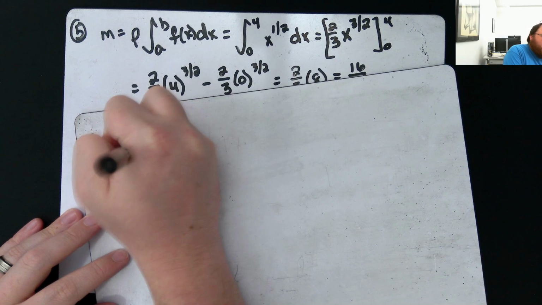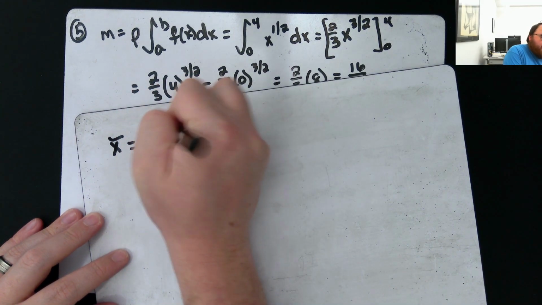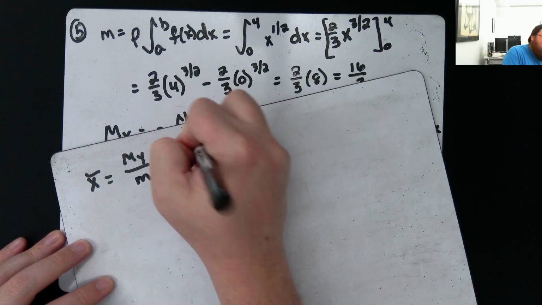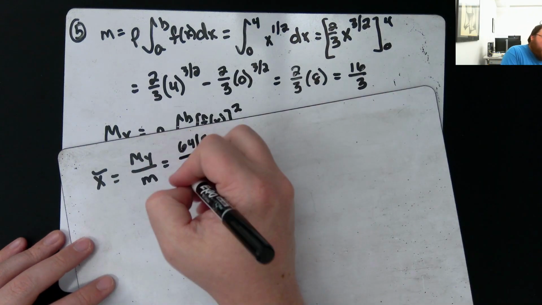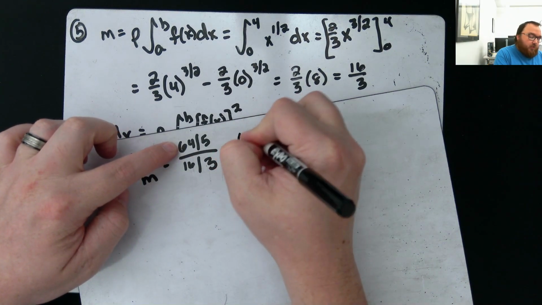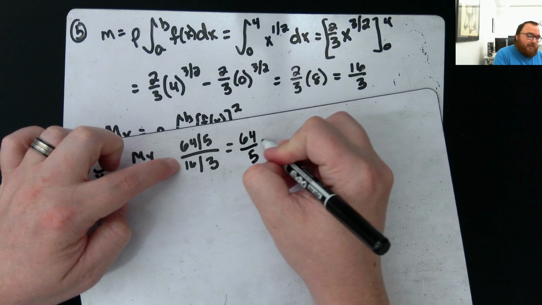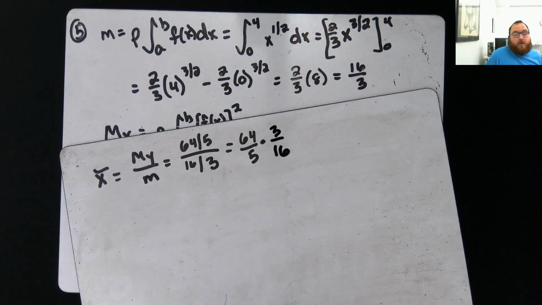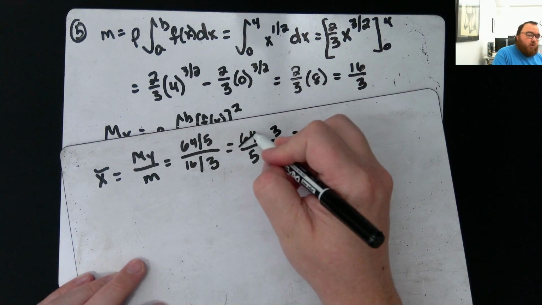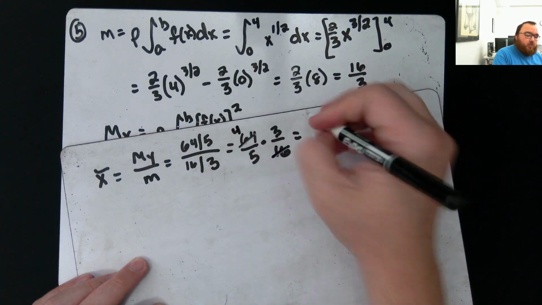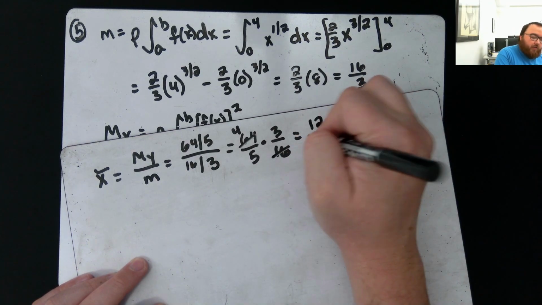Center of mass for the x is going to be the moment about y divided by my mass. My moment about y is 64/5 divided by my total mass, which is 16/3. To divide two fractions, remember I do keep, change, flip. So 64/5 is going to be what I keep. Change means I'm going to make this times. Flip this is like saying times 3/16. Reduce this as much as I can. 64 over 16 is really nice because that simplifies to 4. 4 times 3 is 12 over. All I have left down here is a 5.